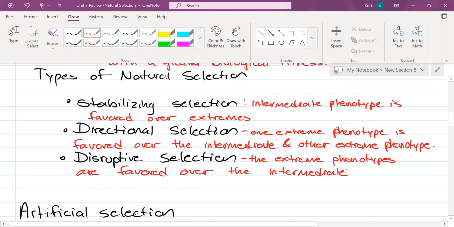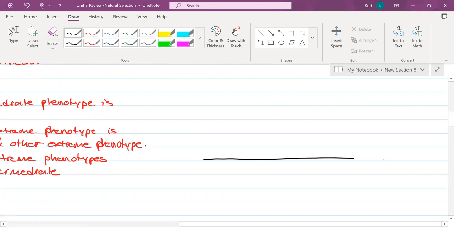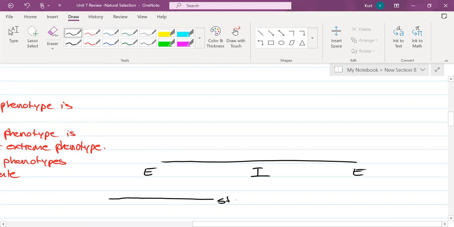Okay, so here's what we'll do. Some of you may only have one color at your disposal, so we can always improvise. Life is all about improvisation, so I'll do that with you. I have all these colors here. I know that not everybody does. So let's make this little graph here, okay? We're going to have E for extreme, and I for intermediate, okay? Here's what we'll do. A solid line will represent stabilizing selection.